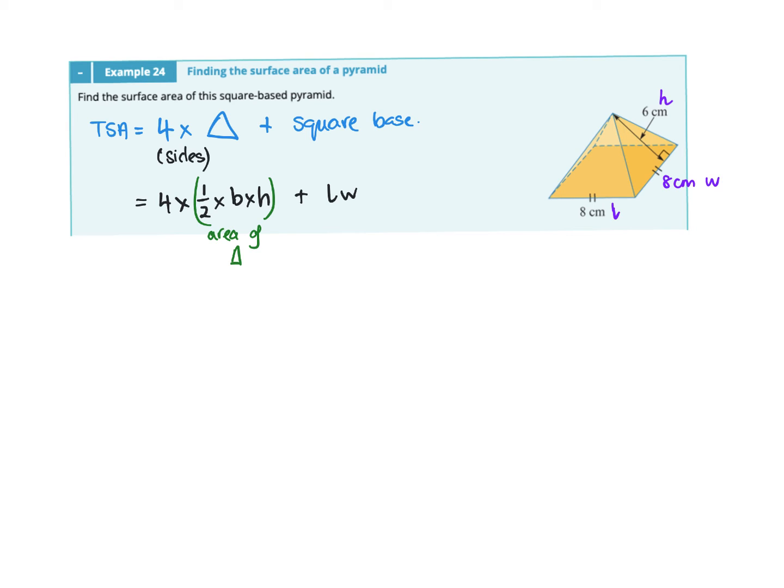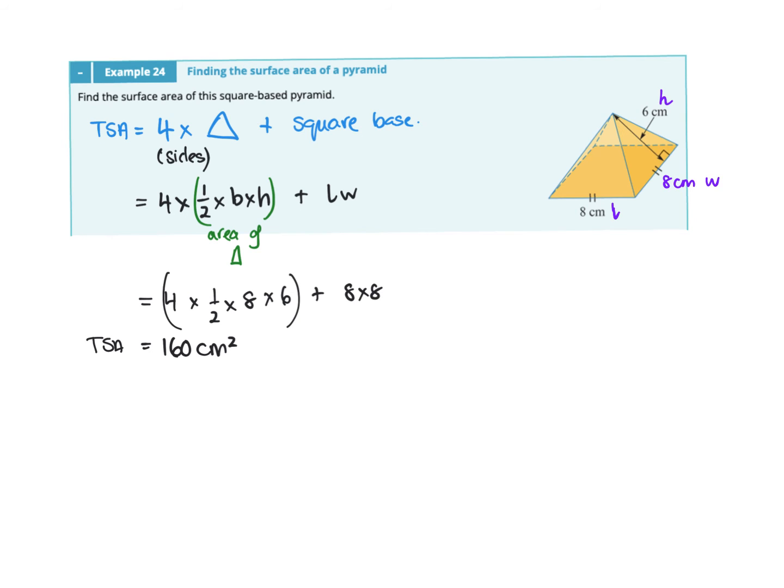So if we go and type in everything we know, we could just go 4 times a half times the base of the triangle, which was 8, and the height of the triangle, which is 6. So they're my 4 triangle sides, plus I add the base on the bottom, which is length times width, which is 8 times 8. Okay, so you pop that into your calculator, and they didn't tell me any decimal places, but when you get that, you get a whole number, and that's probably why they forgot. So we'll put 160 centimeters squared.